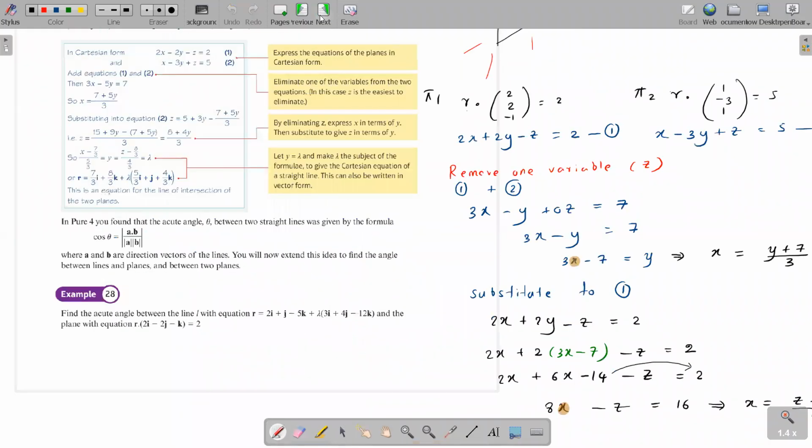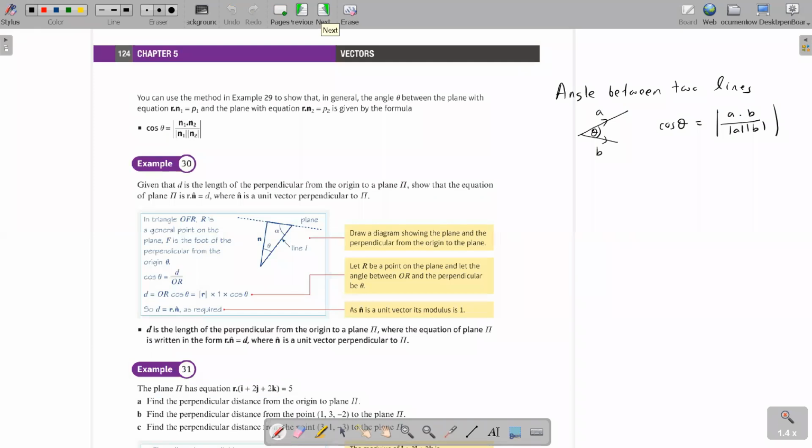A dot B over modulus A modulus B. Next one, angle between line and plane. So this is the summary. The line is r equal a plus lambda b. The plane is r dot n equal p.